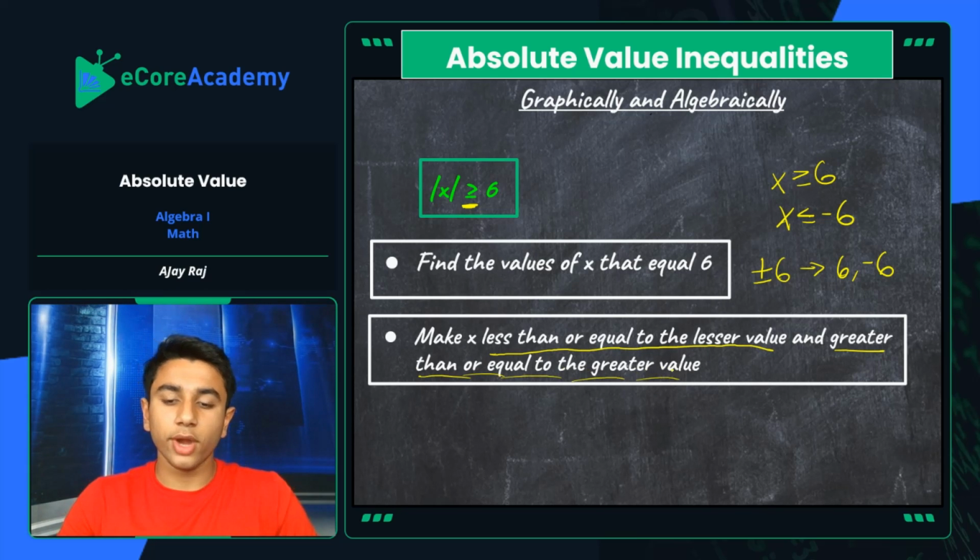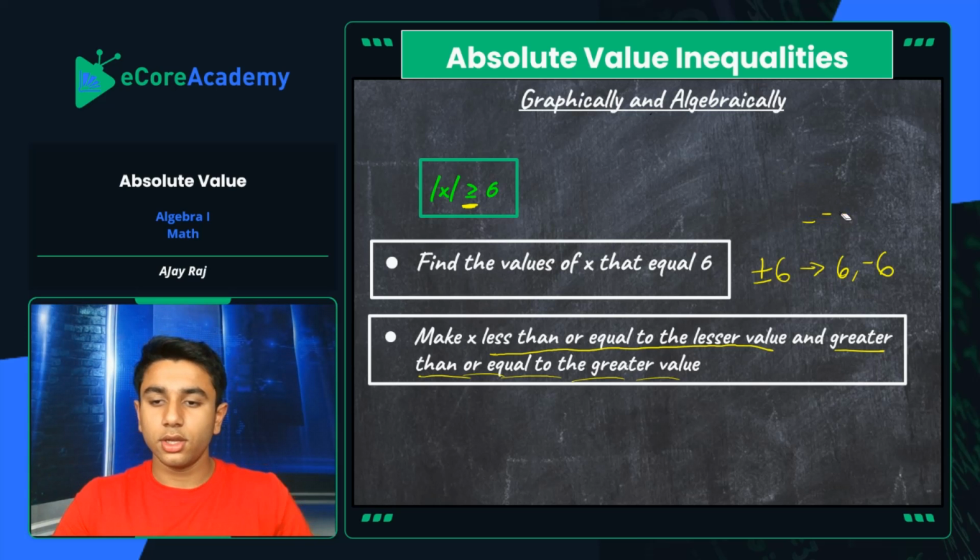Greater than or equal to the greater value, in this case 6. That's always the case. However, if it's a greater than sign, if the absolute value of x is greater than 6, then you would merely change that less than or equal to sign to a less than sign for negative 6, and then a greater than sign for x is greater than or equal to 6. So let me clear this up real quick, just to show you guys a quick demonstration of what I was saying.